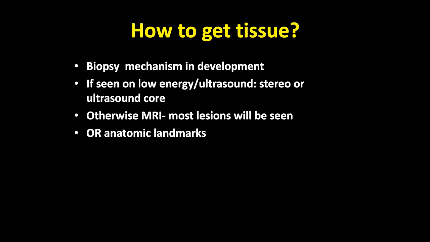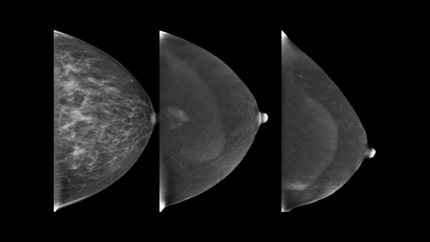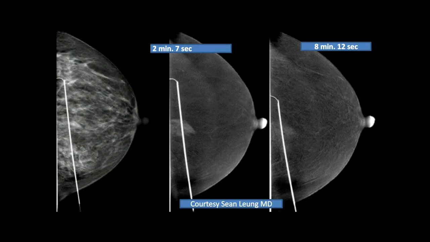Here is one interesting way of getting tissue if you can't do that at this point in time. So this is also from Dr. Leong. He had this patient who has this enhancing mass at 6 o'clock. What he did was he used the surrounding anatomy, put a wire in the patient's breast, then injected the contrast. And this documents that the wire is in the right spot, and the surgeon was able to remove this cancer, and you can see it here on the specimen radiograph.